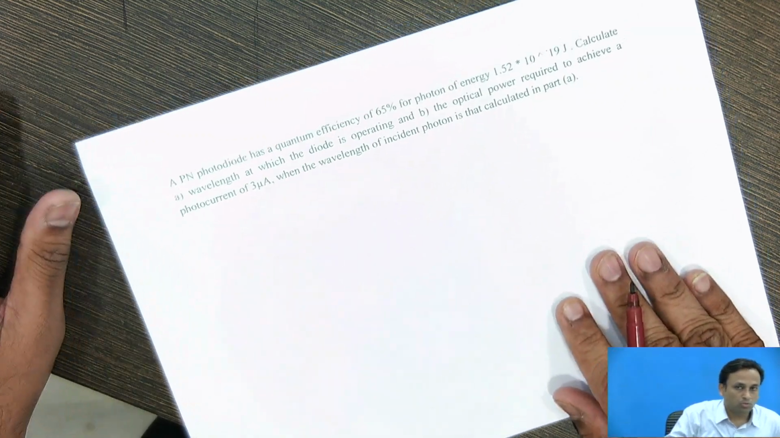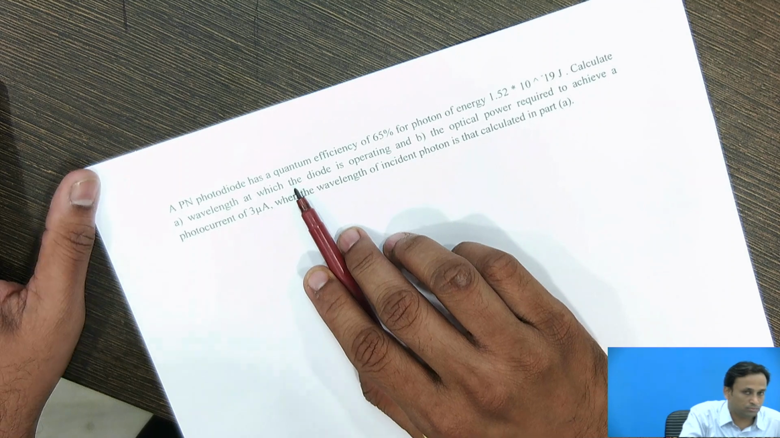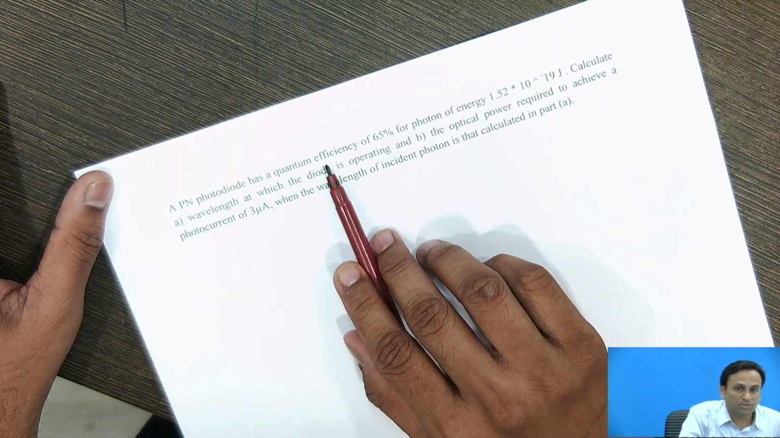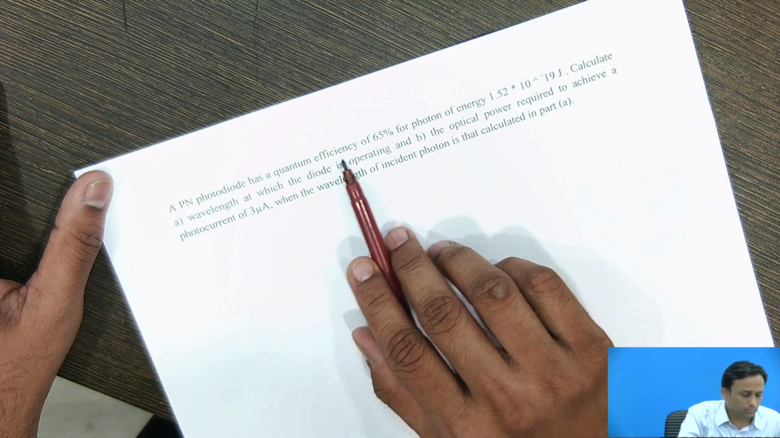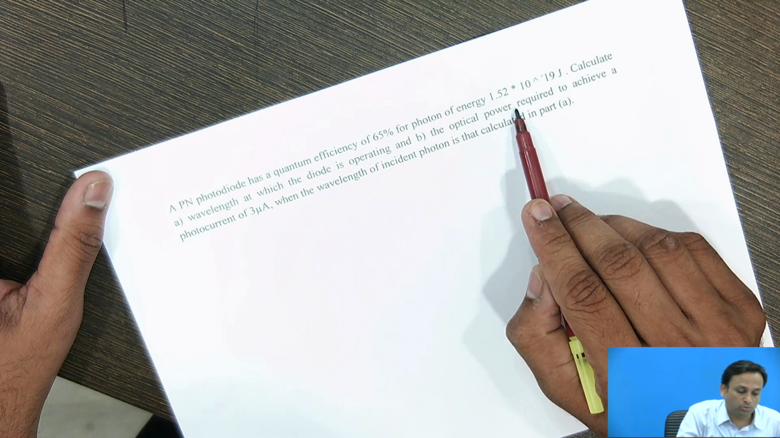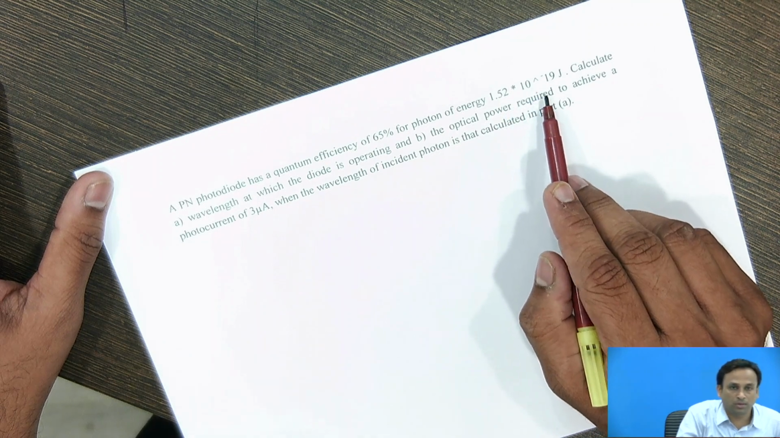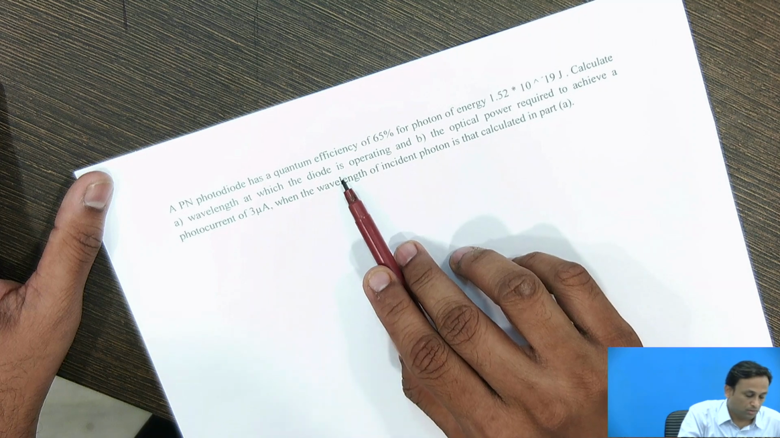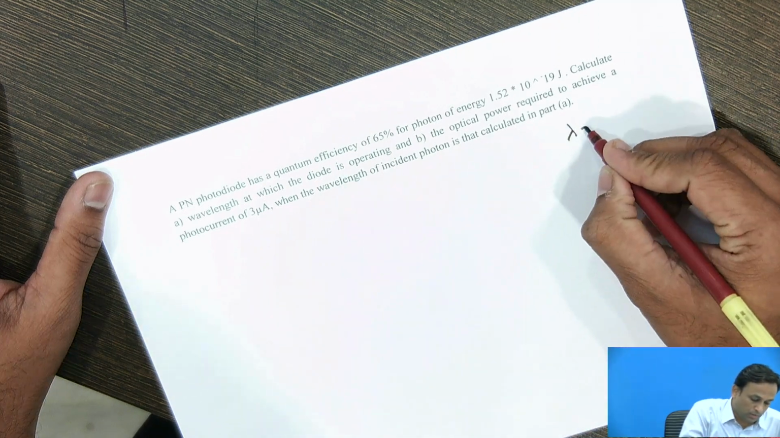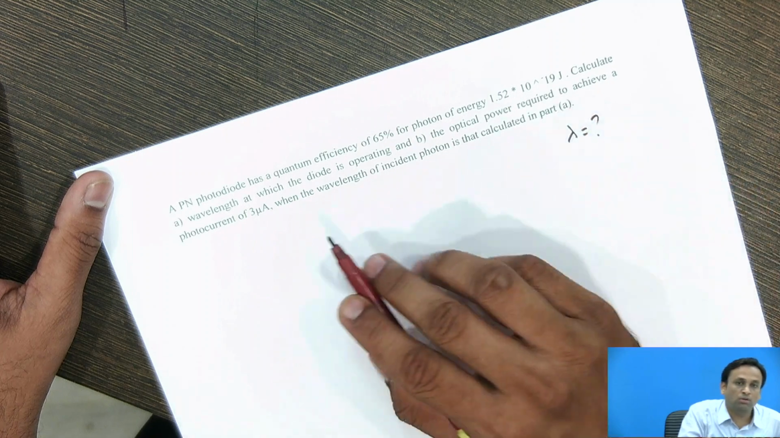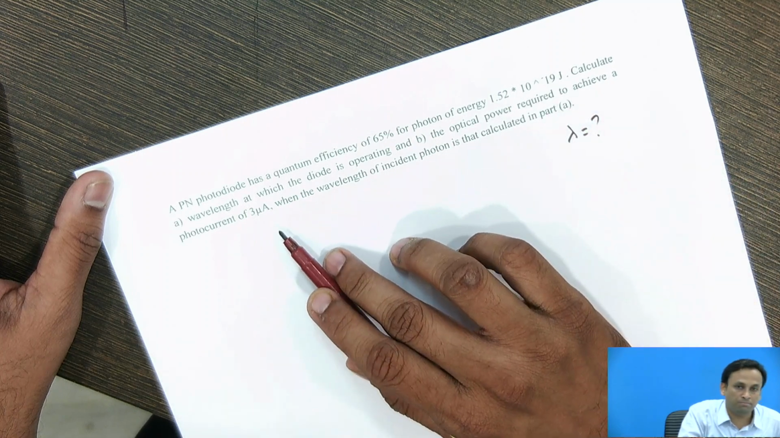The example says: a PN diode has a quantum efficiency of 65% at a photon energy of 1.52 into 10 raised to minus 19 joules. Calculate the wavelength lambda at which the diode is operating, and the optical power required to achieve a photocurrent of 3 microamperes.